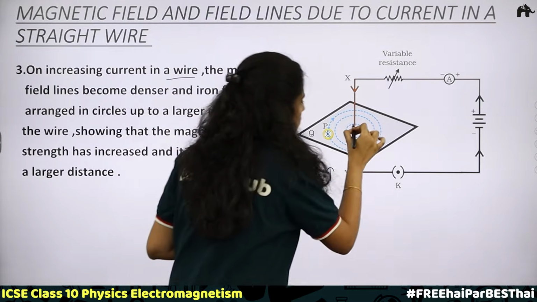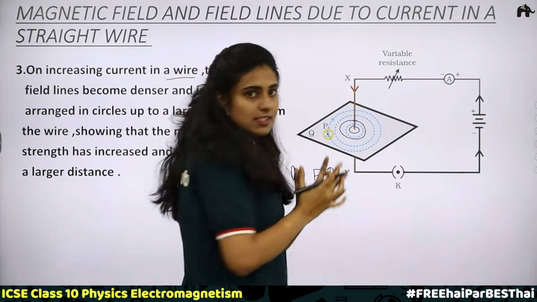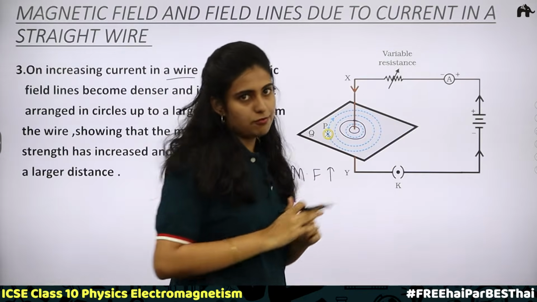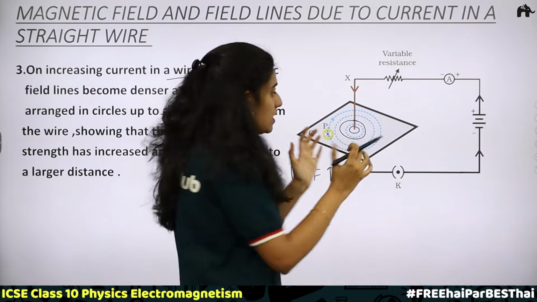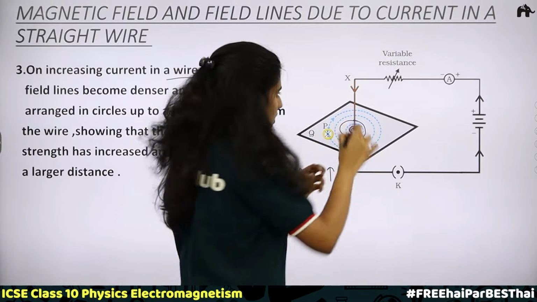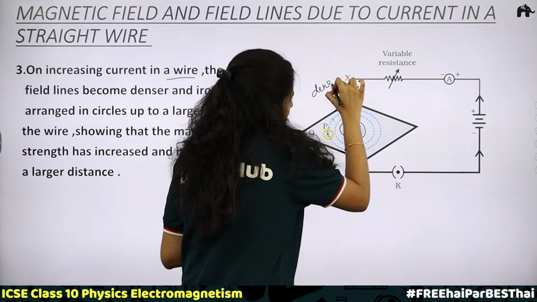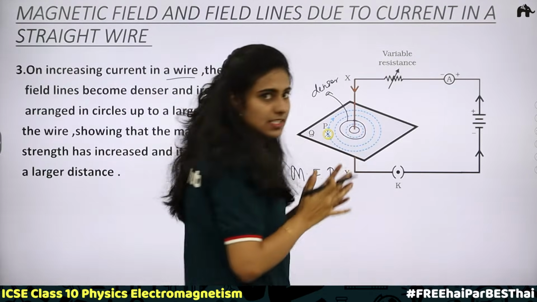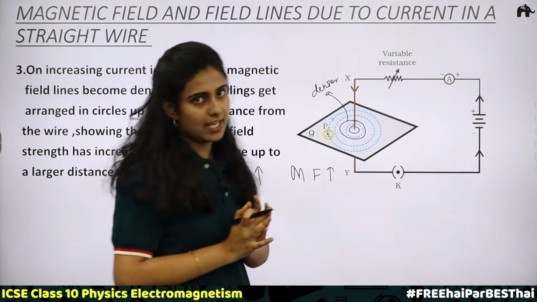Now more dense circles will be formed. The concentric circles will be closer, and for a longer distance you can see these circles being formed, which means there is a strong magnetic field. Magnetic field increases means what happens? More iron filings will get arranged in concentric circles close to the wire, showing the density. There will be more density. The arrangement of the iron filings will be denser in the form of concentric circles when the current increases, showing the presence of a strong magnetic field at that point.